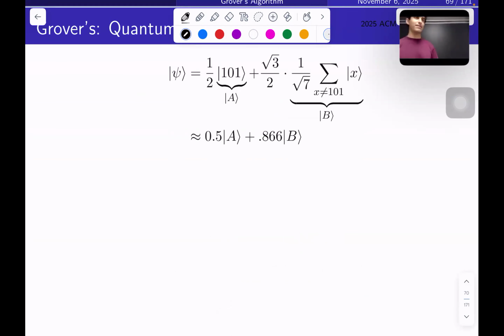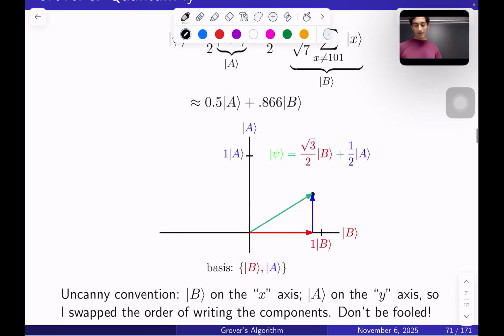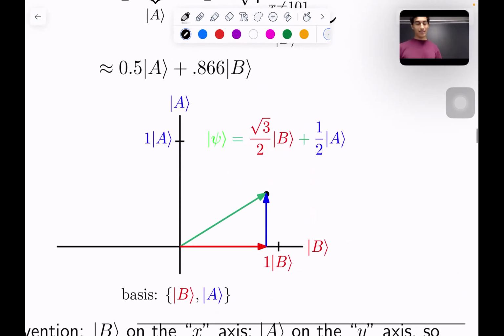Okay, this is the same exact example. We have this state. I just computed the sums, so you end up getting 0.5 times this A, and then 0.866 times this B. And then again, since this is now a 2-dimensional space, you can express this in a 2-dimensional plane.